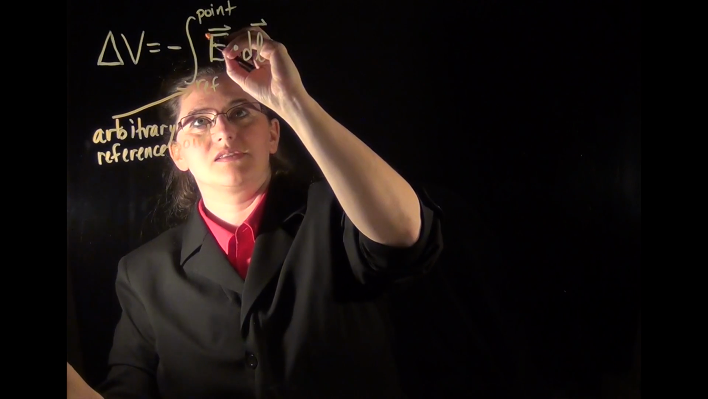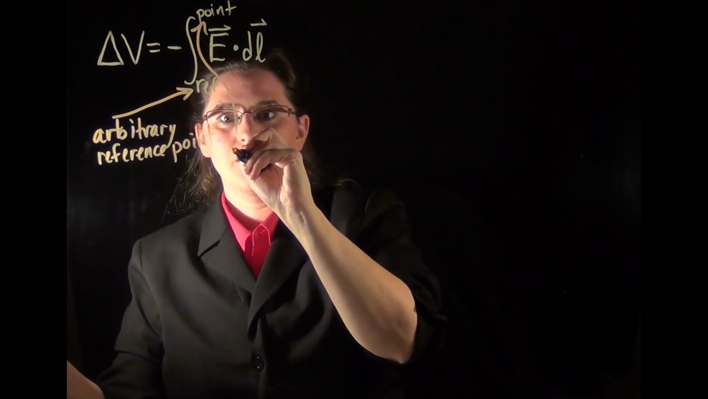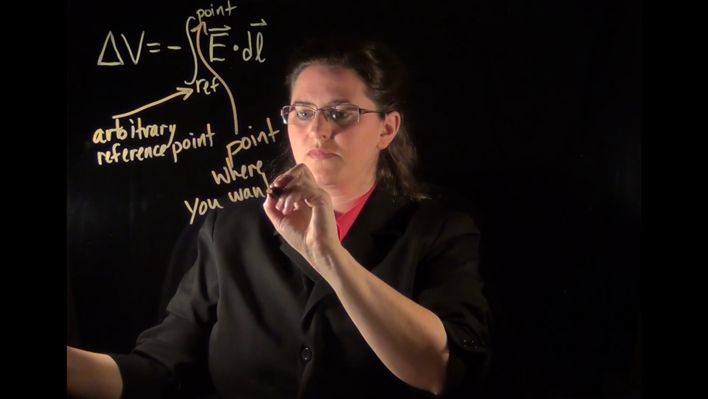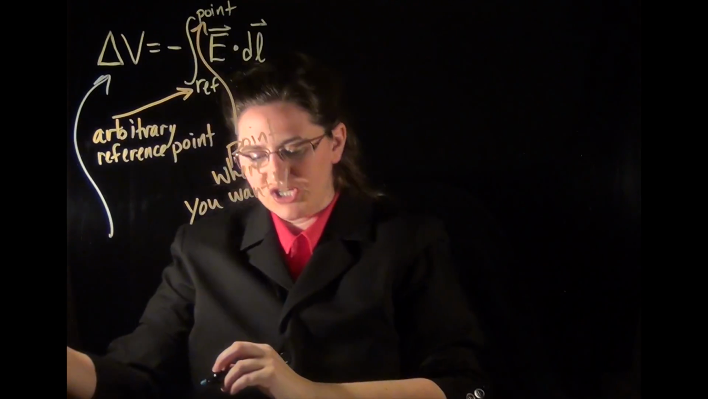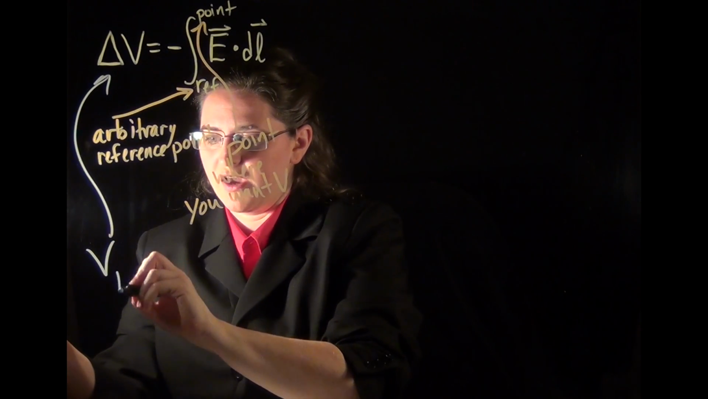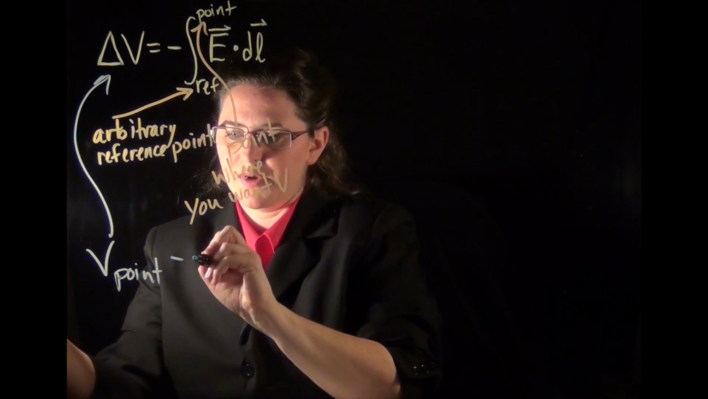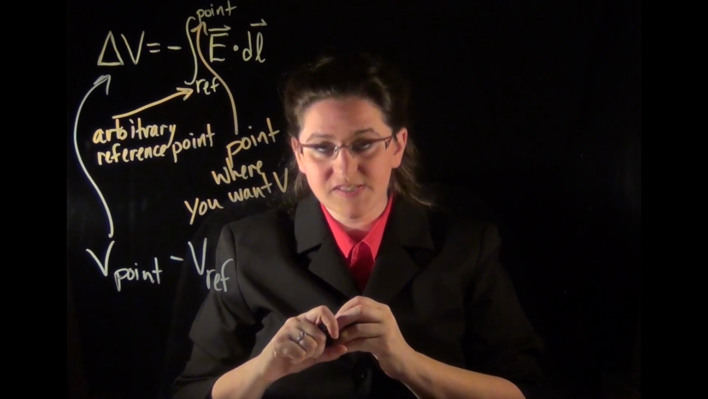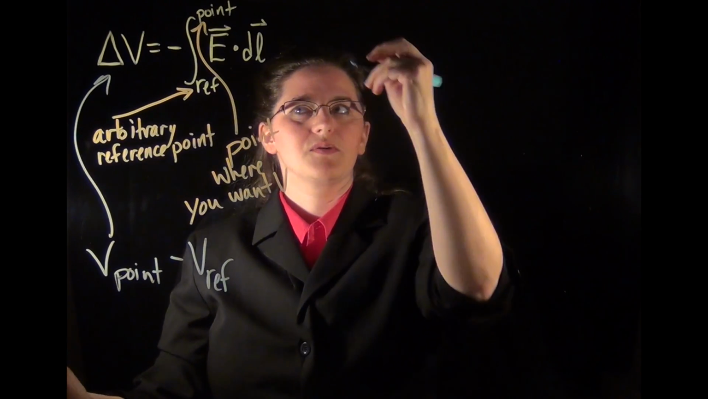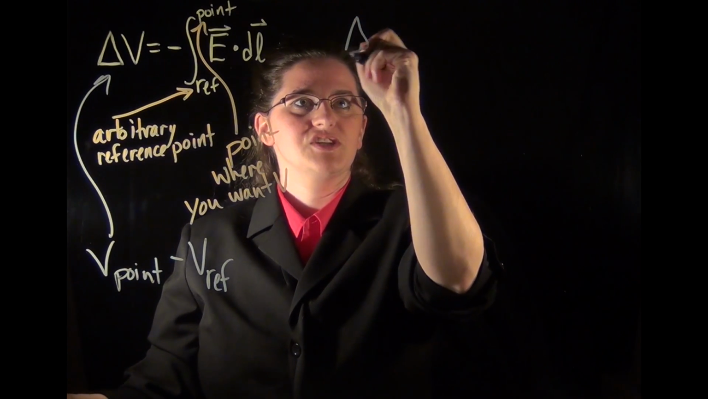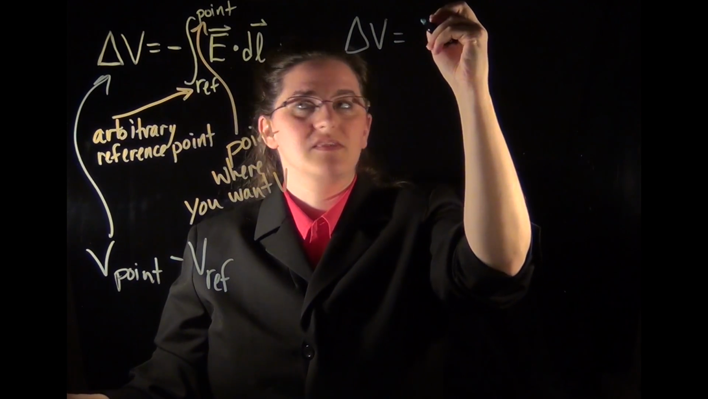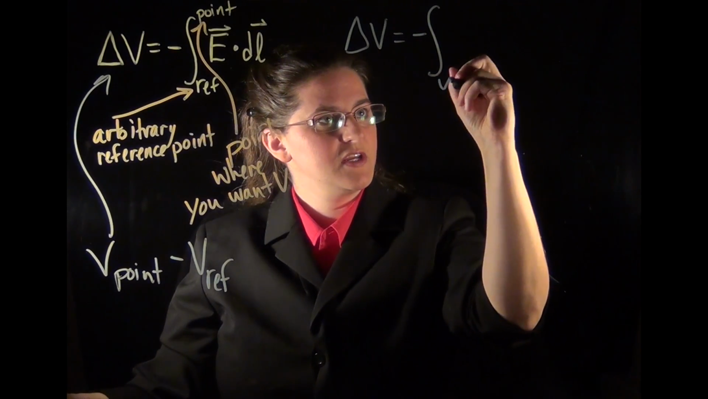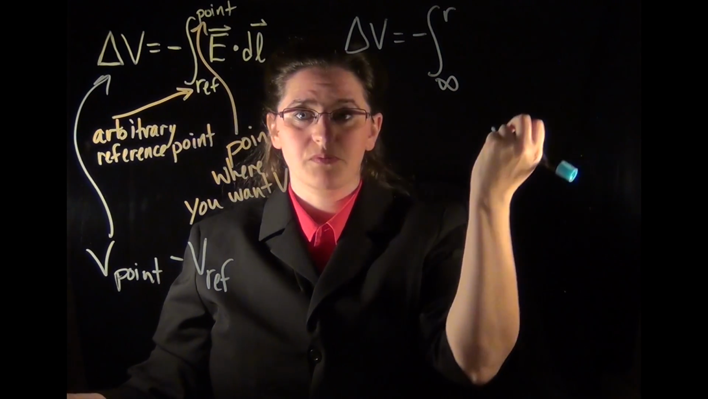Now let's write that. Change in V becomes V at the point minus V at the reference. Okay, so let's plug in some stuff that we know about this. So let's rewrite this as change in V equals the negative integral from, we're going from infinity to the place where we want to find V.